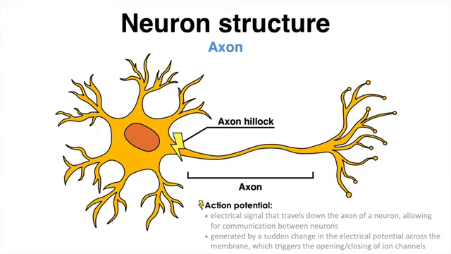It is generated by a sudden change in the electrical potential across the neuronal membrane, which leads to an electrical cascade, opening and closing even more ion channels along the axon.